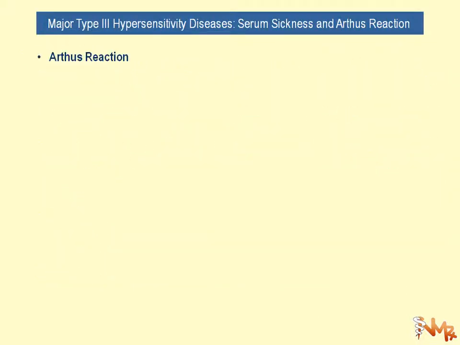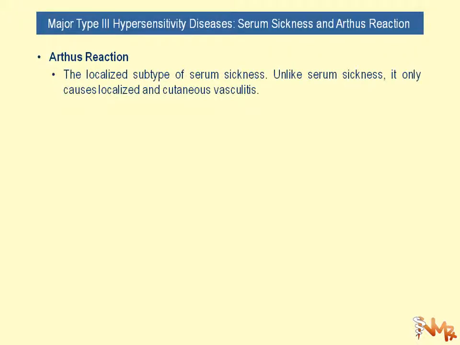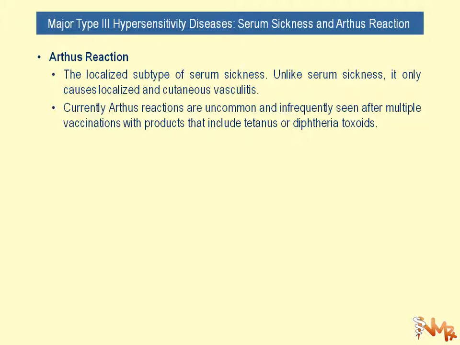The next type 3 hypersensitivity reaction is the Arthus reaction, which is a localized version of the serum sickness. This is the localized subtype of serum sickness, and unlike serum sickness, it only causes localized and cutaneous vasculitis. Currently, Arthus reactions are uncommon and infrequently seen after multiple vaccinations with products that include tetanus or diphtheria toxoids. Common findings of Arthus reaction are localized edema and necrosis of the affected areas.